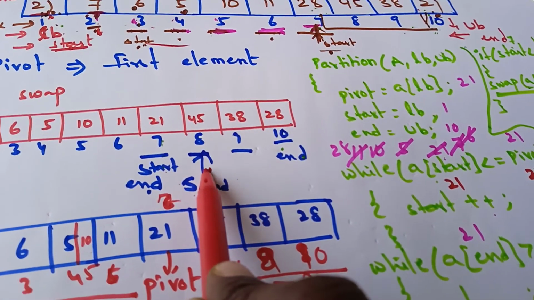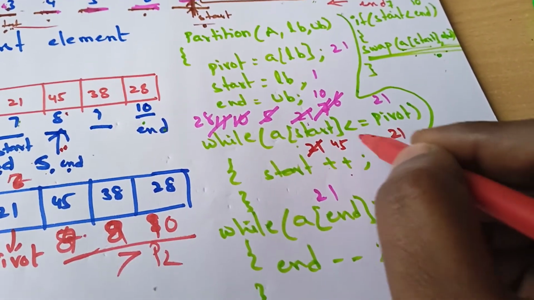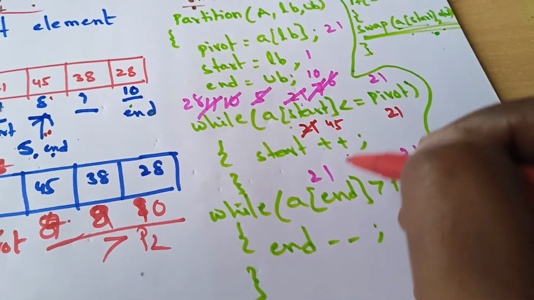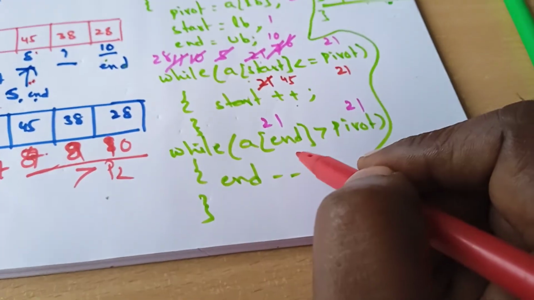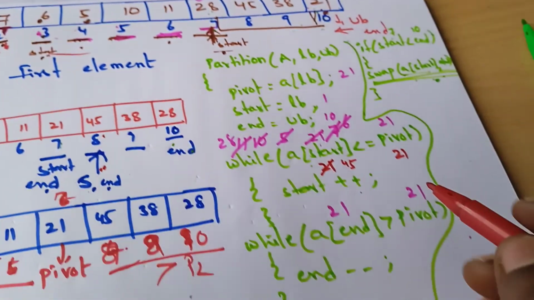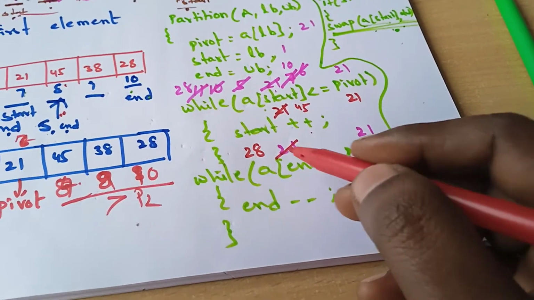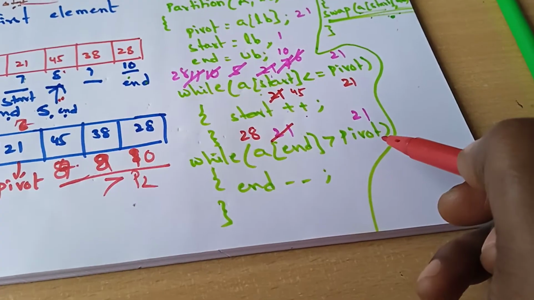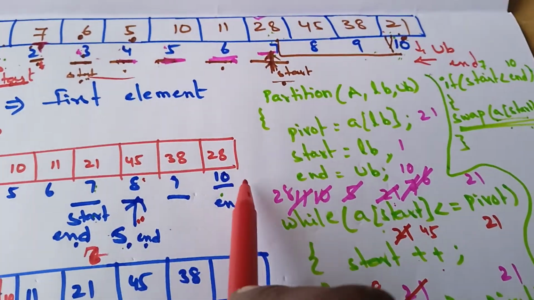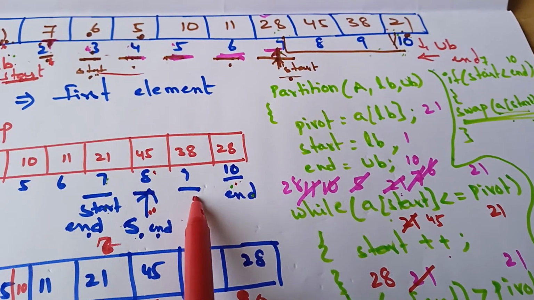Right? And this time what is there? 45. Now it is 45. 45 less than or equal to pivot? No, condition fails. We won't increase the start. We'll come outside. Now what is a of end? A of end is 28. Pivot is 21. Now 28 is greater than pivot. So end minus minus will decrease the end value. The end pointer will come here.